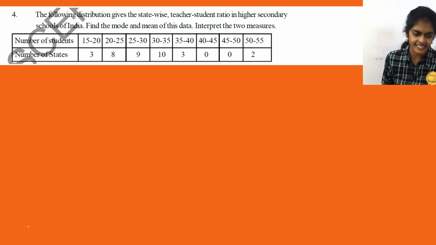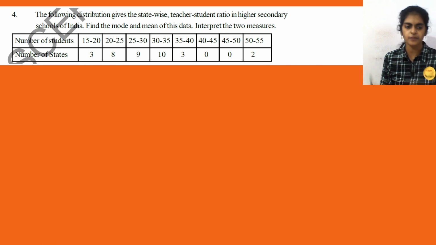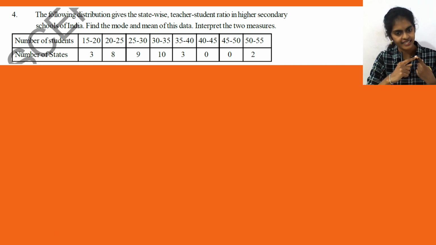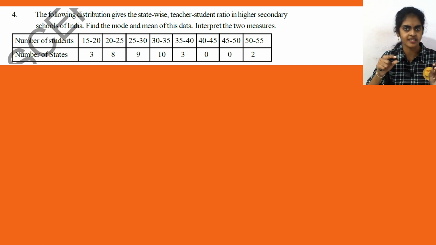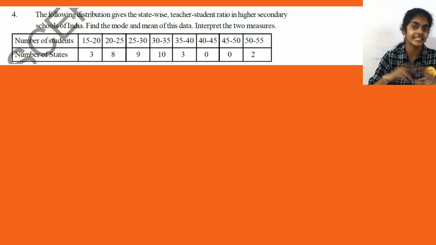In this entire exercise we were discussing the mode of the given data, and in a few questions they are also asking you to find the mean of the given data. So mean and mode we are discussing and we are trying to interpret them. The fourth question is also similar. The following distribution gives the state-wise teacher student ratio in higher secondary schools of India. So you need to find the mode of the data and also the mean of the data and interpret both.